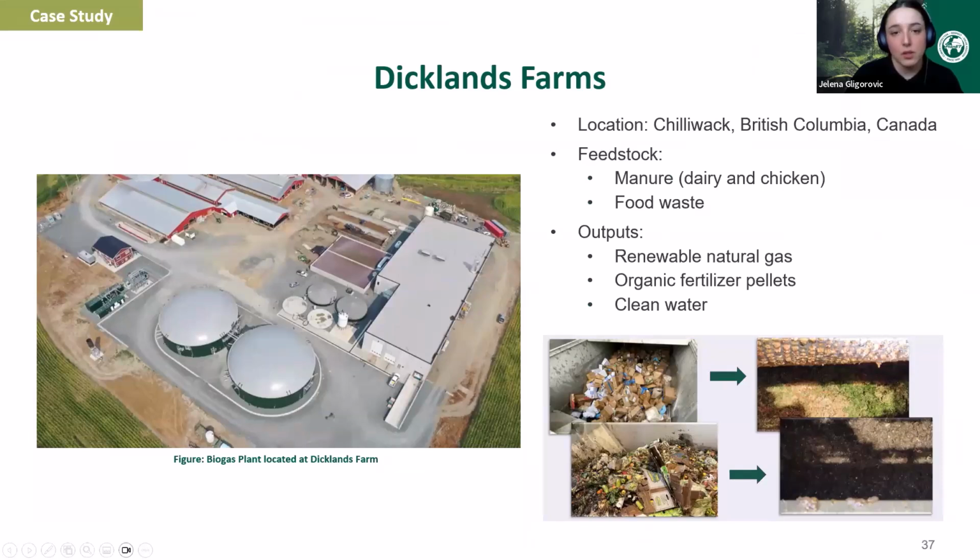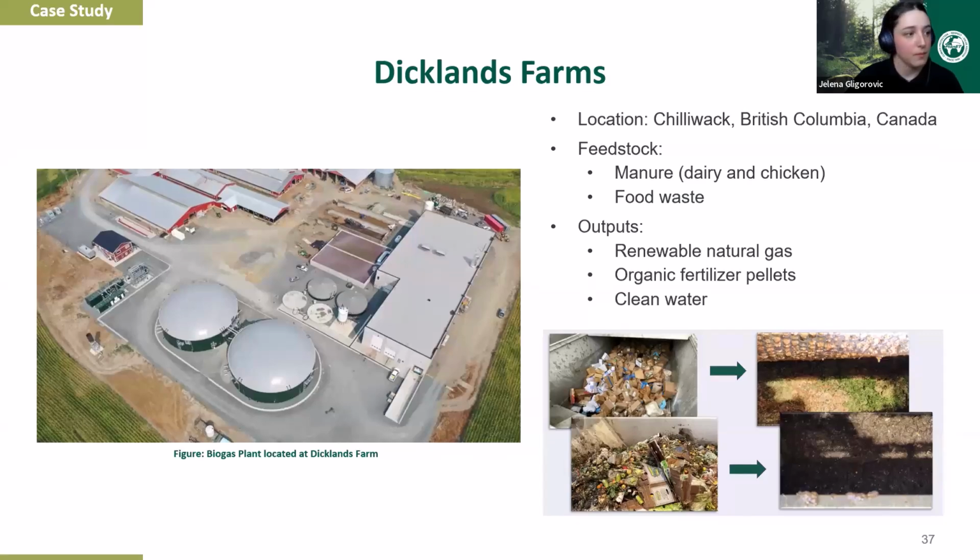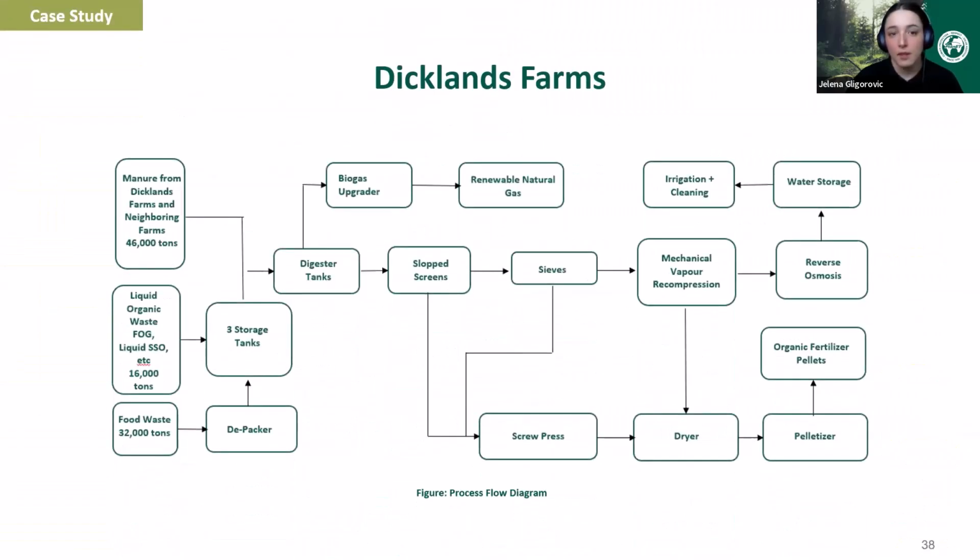So a case study that I wanted to talk about is Dicklands, which is a project that PlanET worked on located in Chilliwack, BC, with feedstock being manure and food waste, and it produces RNG, fertilizer pellets, and clean water. I have a process flow diagram here, but I just wanted to mention that the PlanET and Dicklands Farm project co-digests dairy manure, chicken manure, and food waste.